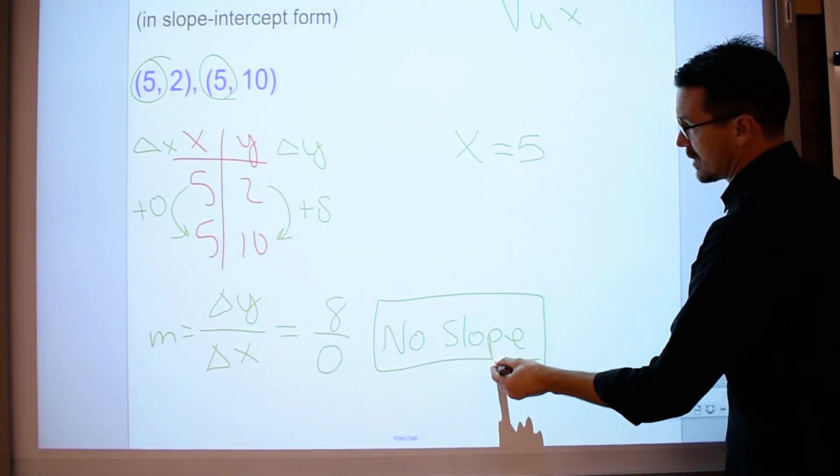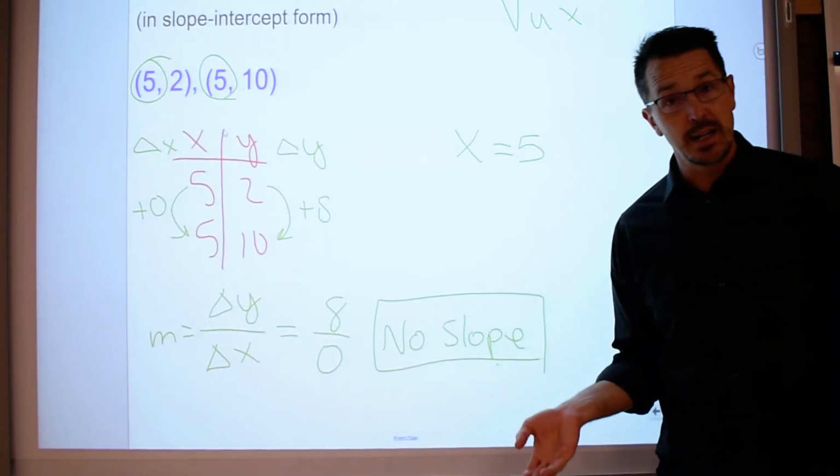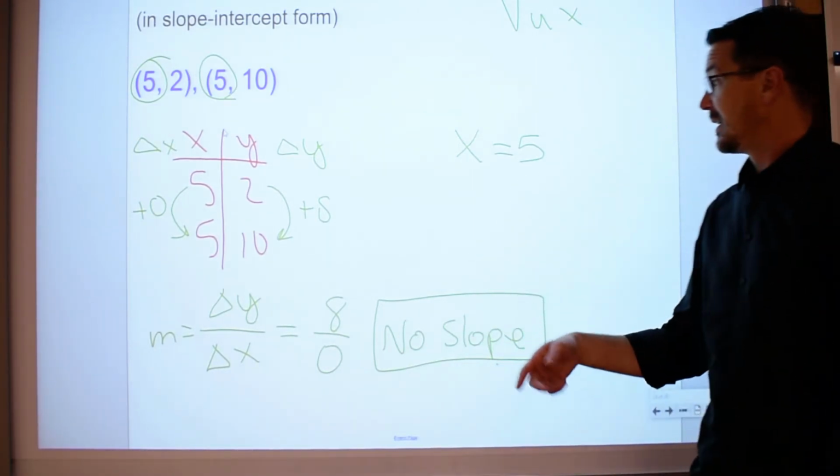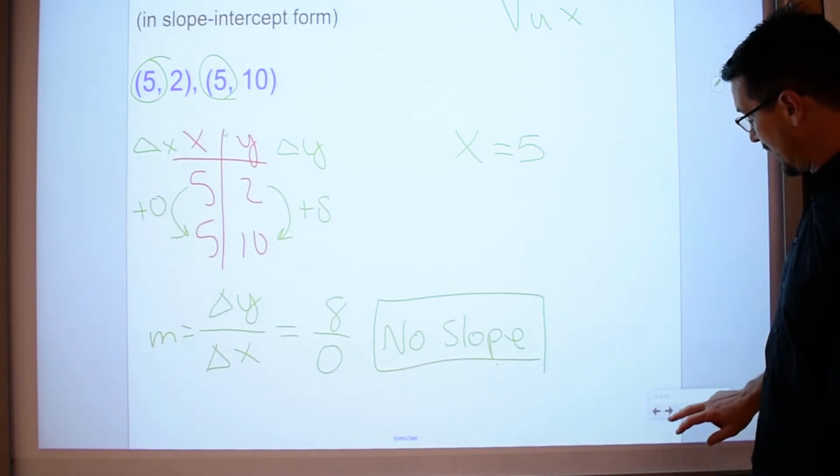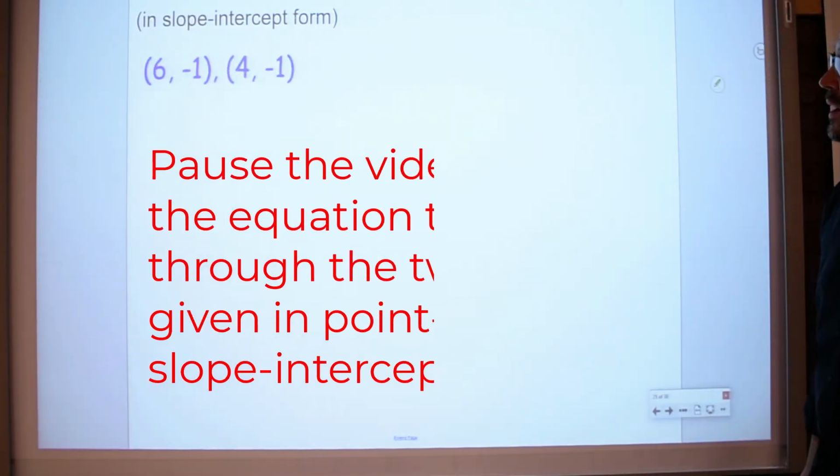So as soon as you see no slope, you know you have a special case. What special case do I have? Do I have a Hoy or a Vux? In this case, I had a Vux. All right, you try.